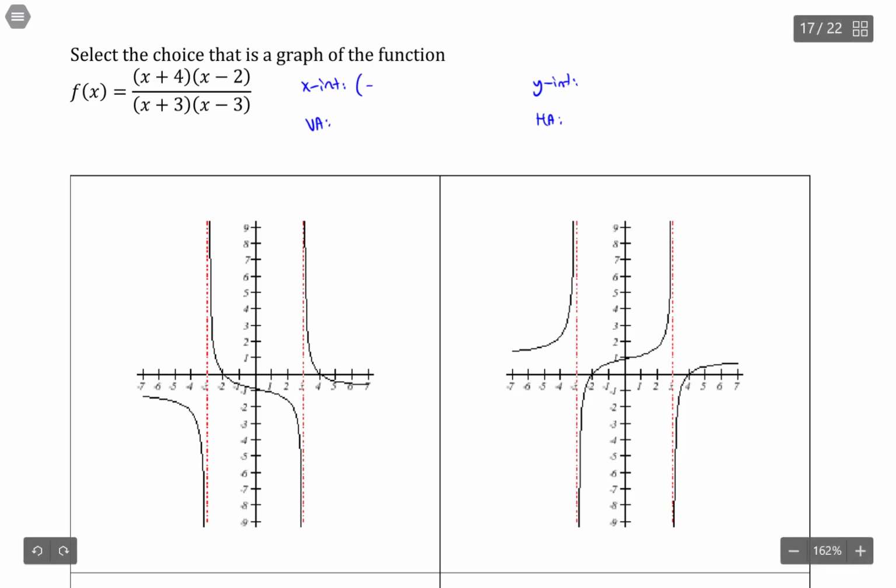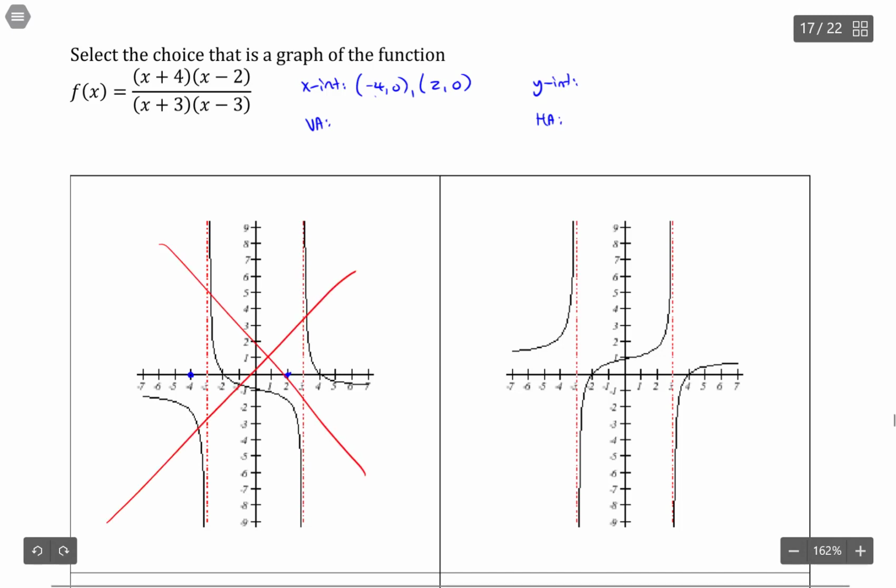So if I set x plus 4 to 0, that gives me negative 4. And if I set x minus 2 to 0, that gives me a positive 2. So I have x-intercepts at negative 4 and positive 2. That doesn't work out for this first graph. We can throw that out.